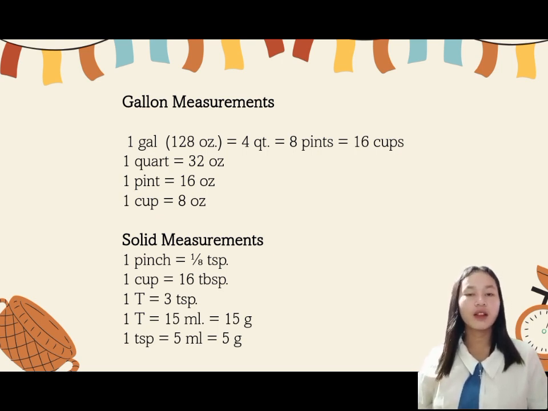Next one is the solid measurements. We have here 1 pinch equals 1/8 teaspoon. 1 cup equals 16 tablespoons, and 1 tablespoon equals 3 teaspoons, and 1 tablespoon equals 15 ml and 15 grams. 1 teaspoon is equal to 5 ml and 5 grams.